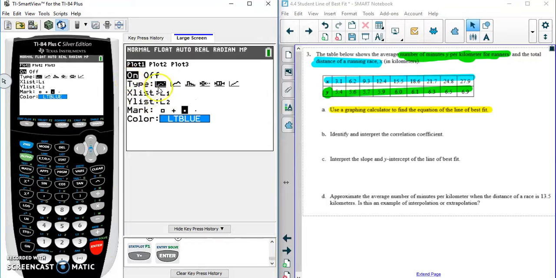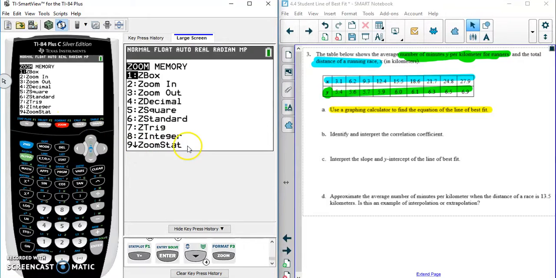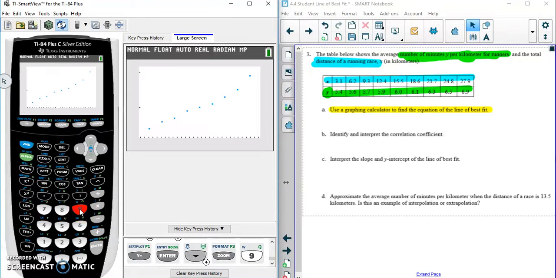It is on. It is making a scatter plot, and I do have my x's in L1 and my y's in L2, and that's where I just put it. So that's all good. So I'm ready to go. Before I make a picture, I'm going to have the calculator set the window for me. I'm going to hit zoom, and then option 9 will zoom to the stats, or in other words, the data that I've given it. So I'm just going to hit 9.